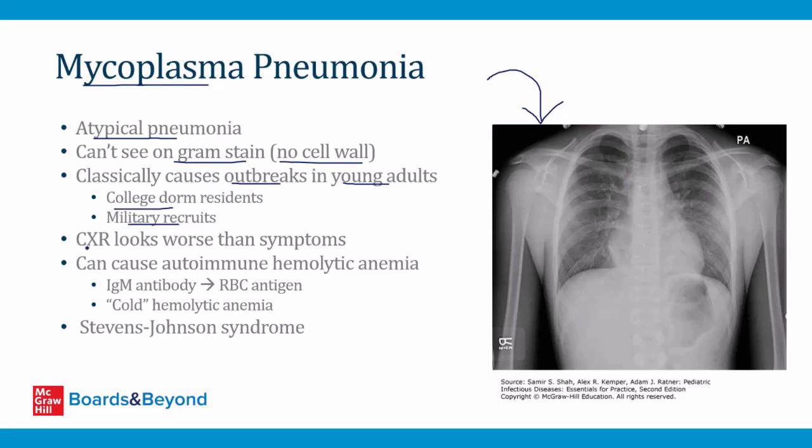Mycoplasma is famous for having a chest x-ray that looks worse than the symptoms. So for example, a patient will have a very mild cough and not look very sick, but you'll do a chest x-ray and see a widespread diffuse interstitial infiltrate that looks worse than the patient's clinical course.